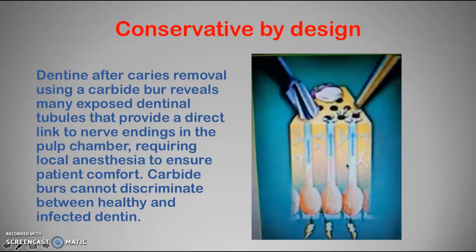Dentine after caries removal using a carbide burr reveals many exposed dentinal tubules that provide a direct link to nerve endings in the pulp chamber, requiring local anesthesia to ensure patient comfort. Carbide burrs cannot discriminate between healthy and infected dentine.